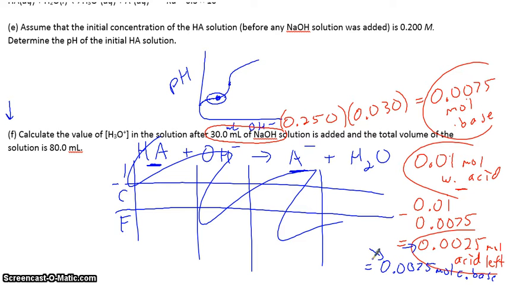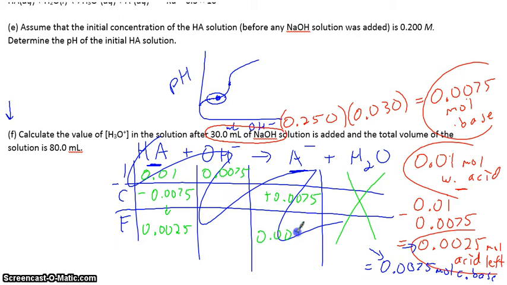Now the ICF box tracks that by saying, you've got 0.0100 moles of acid, and 0.0075 of base. I'm just reproducing these numbers right here. The base will neutralize the acid, so we subtract 0.0075 from the acid and add 0.0075 to the conjugate base. The water doesn't matter because it's a liquid. Once this is said and done, we have 0.0025 and 0.0075. So we have these two amounts in solution. We have ourselves a buffer.